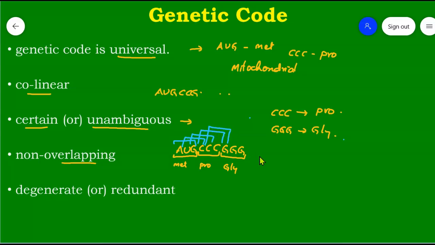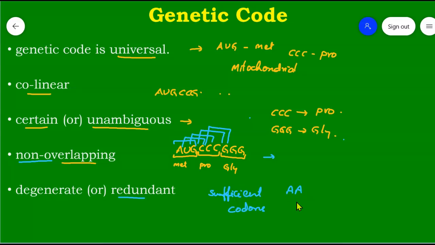But mutational experiments were done, which give experimental proof that the genetic code is non-overlapping. Then another characteristic feature is that the genetic code is redundant, or degenerate. That means more than a sufficient number of codons are present for amino acids.